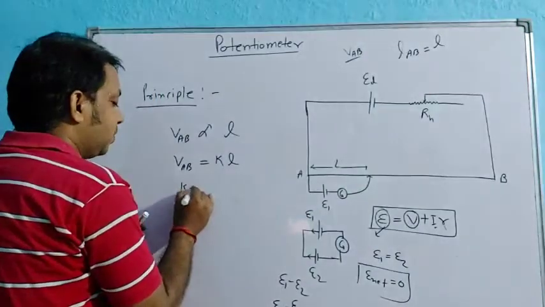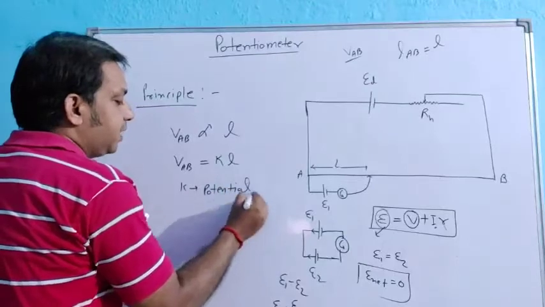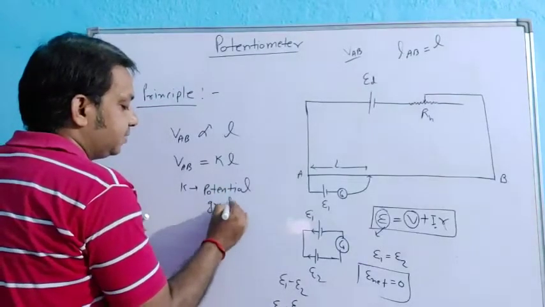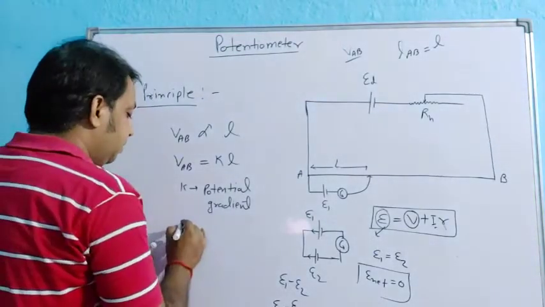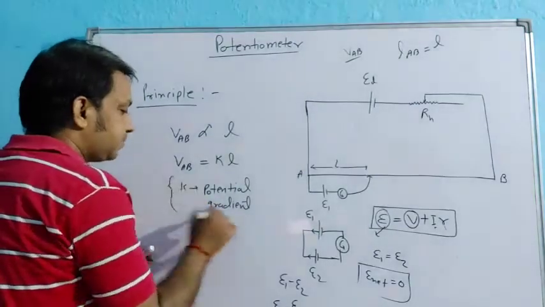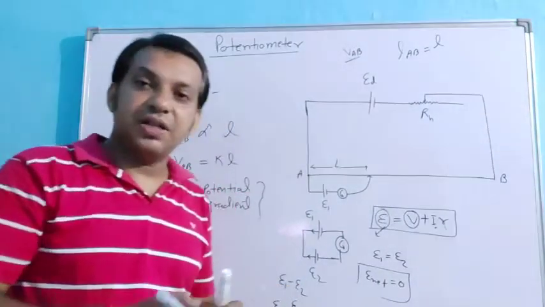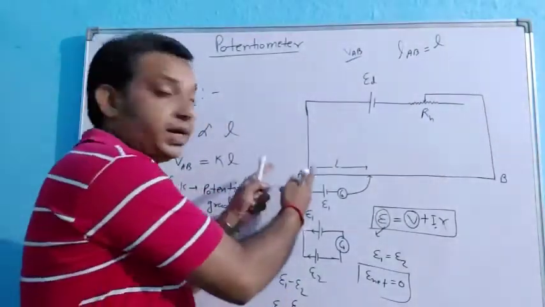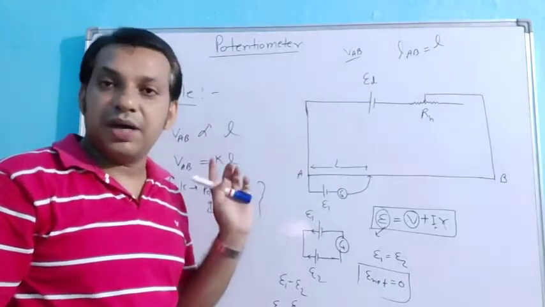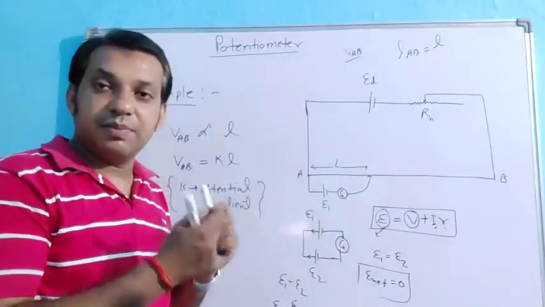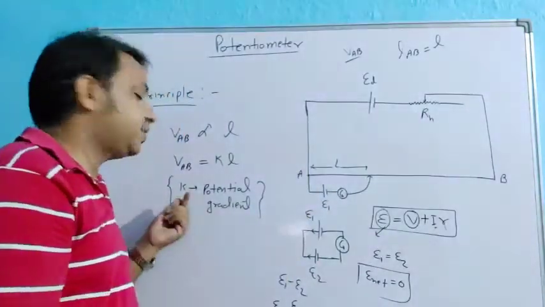So here K is what? K is called the potential gradient. What is the meaning of potential gradient? The potential difference per unit length of this potentiometer wire. Whatever potential difference builds up in a unit length is represented by K.